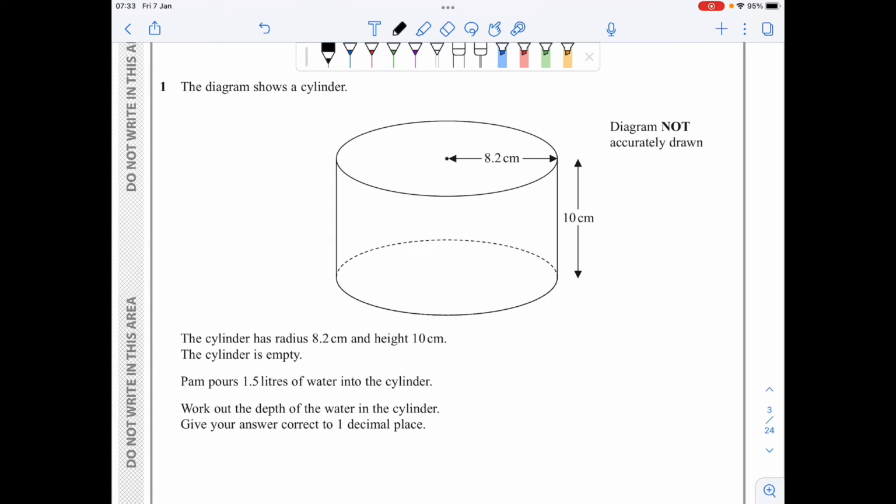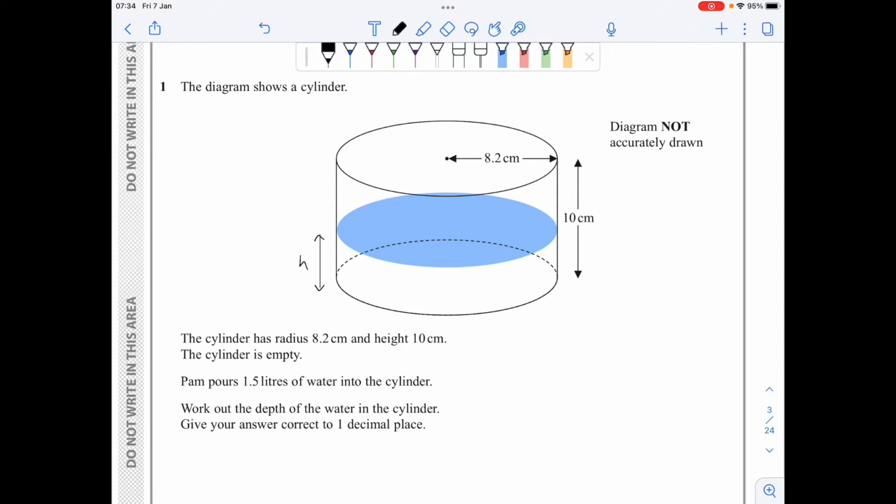In question 1, I have a cylinder and I'm going to put some water in, and the cylinder will not fill up. It will only go up to a specific height, and that's what I'm trying to find. So that's the level of the water when we put the 1.5 liters in the cylinder. Note that the water takes up the shape of a cylinder, but with a height of less than 10.